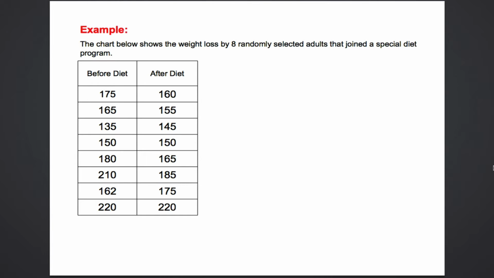Let's take a look at the example here. We have 8 randomly selected adults that joined a special diet. Before they joined the diet, they were weighed. And after the diet, they were also weighed. The list provides the weight of these 8 randomly selected adults. So the first person was 175 pounds before the diet, and 160 pounds after the diet. And for the second person, 165 before diet and 155 after diet, and so on and so forth.